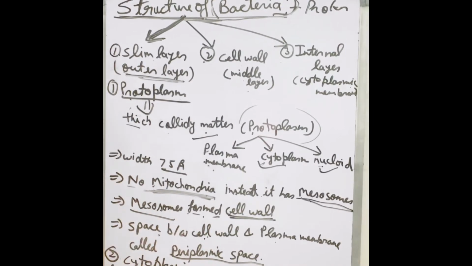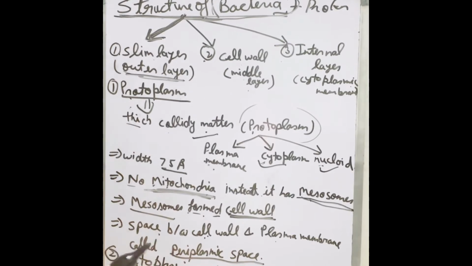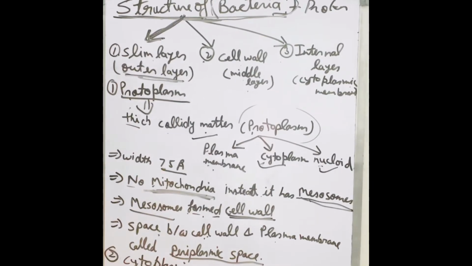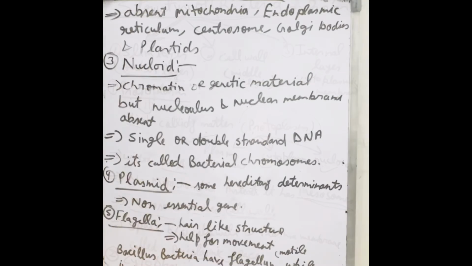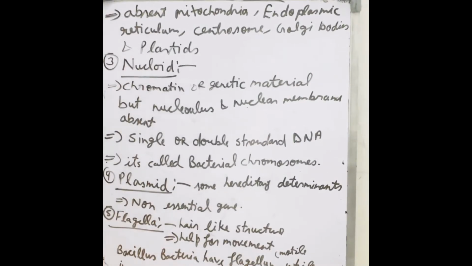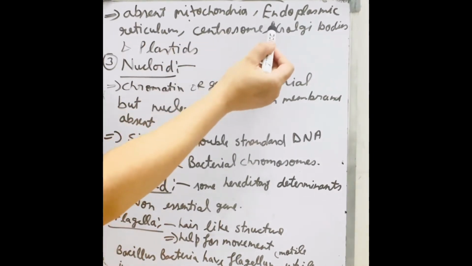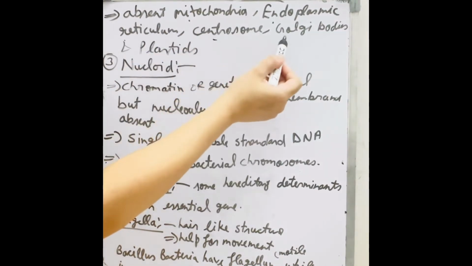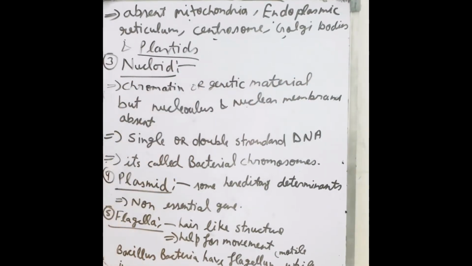And the next point is cytoplasm. Cytoplasm is the mixture of carbohydrates, proteins, lipids, nucleic acids and water, and there are many ribosomes present in the cytoplasm. These ribosomes form a group, which is called polyribosomes. In the cytoplasm, the mitochondria, endoplasmic reticulum, centrosomes, Golgi bodies and plastids are absent.